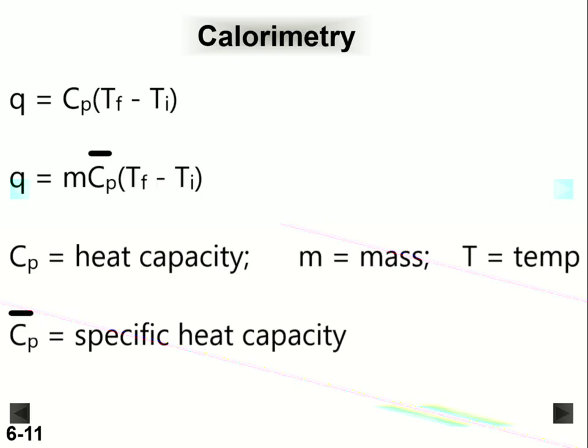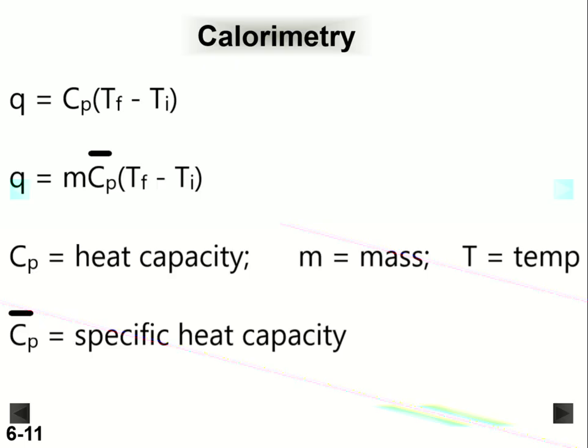So let's look at it as the first equation. Q, and q as we know is heat. If you look at something that undergoes a temperature change, q is equal to Cp times delta T, and I've written that out explicitly as T final minus T initial. What is Cp? Cp is the heat capacity of the system that you're looking at. So that will tell you what its temperature change is.